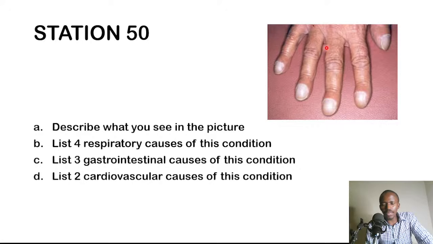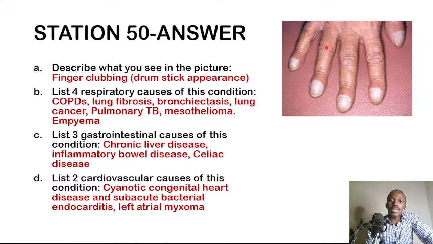Okay, interesting thing, the grading of finger clubbing was actually described by a South African person, so it's actually an African thing that has finger clubbing. They have a drumstick appearance of their fingers.